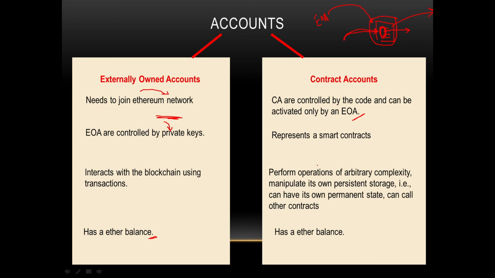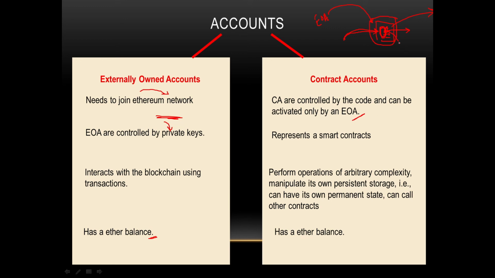It performs operations of arbitrary complexity, manipulates its own persistent storage, that is, it can have its own permanent state, and also can call other contracts. So as it represents a smart contract, it gets all the features of smart contracts. It will have persistent storage, it can have arbitrary complexity code, and it can also call other contracts through it.